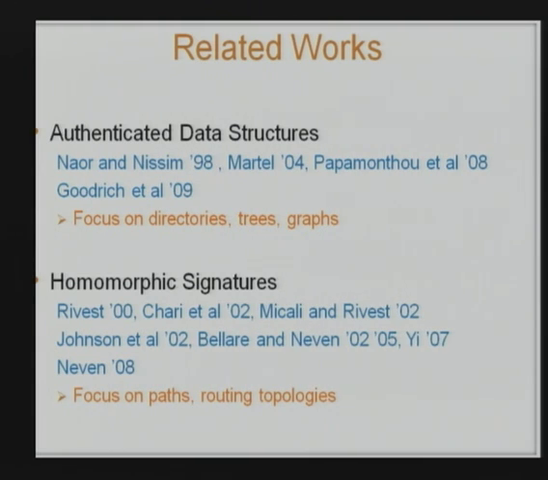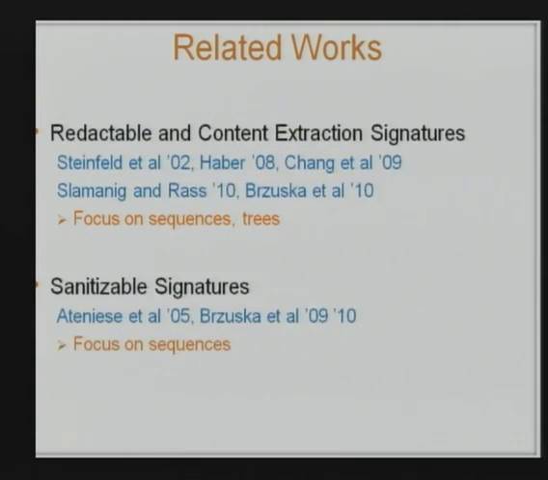The closer work is on homomorphic signatures. It started off with a talk by Rivest in 2000 on transitive signatures, but none of them are leakage free. In fact, the work has focused on linear structures like chains. We took a more complex problem by looking at nonlinear data structures like trees and graphs, and we solved that problem. Since we have a solution for trees and graphs, it means we have solutions for paths, which had been an open problem.